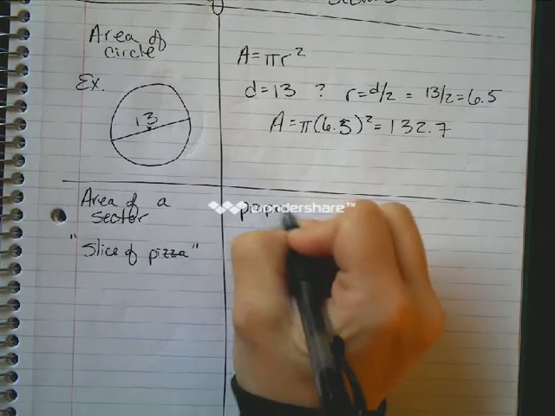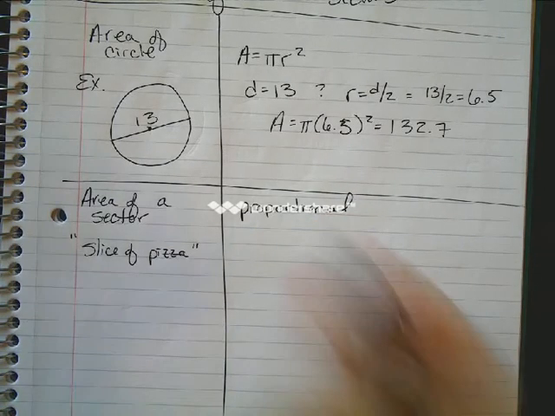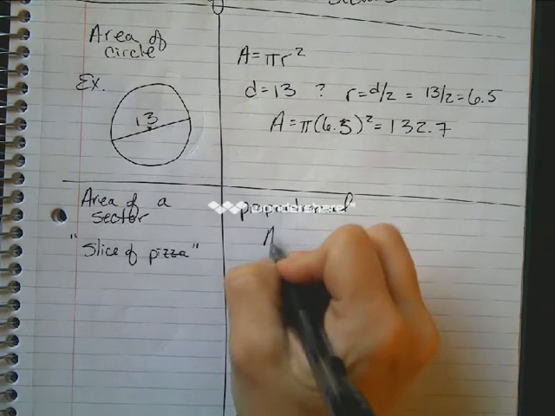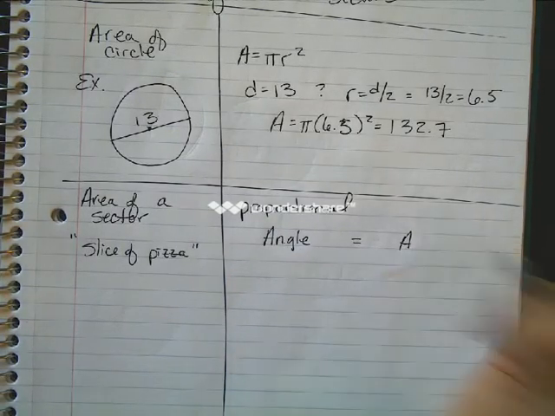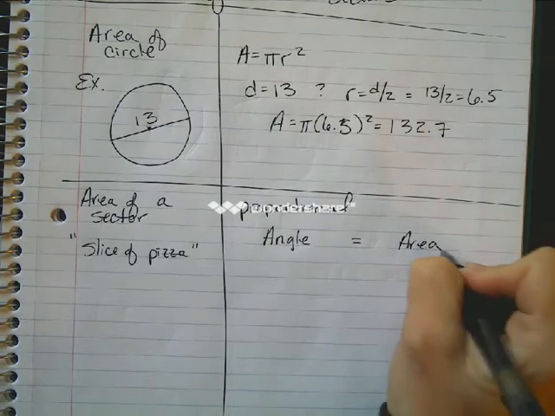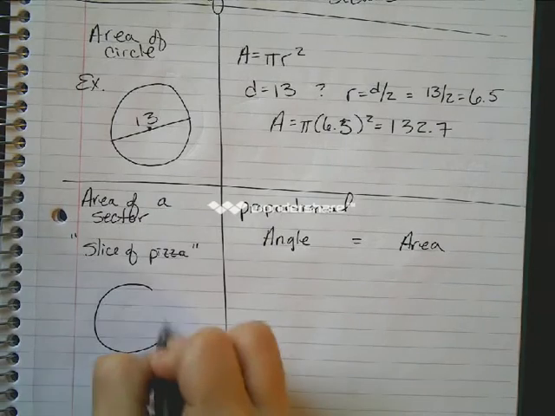Okay? So again, proportional. Your formula is going to be very similar. One ratio is going to be based off the angle, and the other ratio is going to be based off of, instead of length, this time it's going to be area. So you're looking at that central angle for one ratio, and then you're going to do area for the other ratio and then solve it.